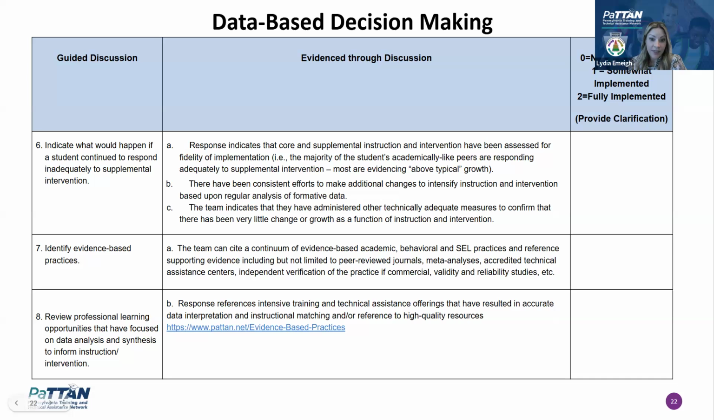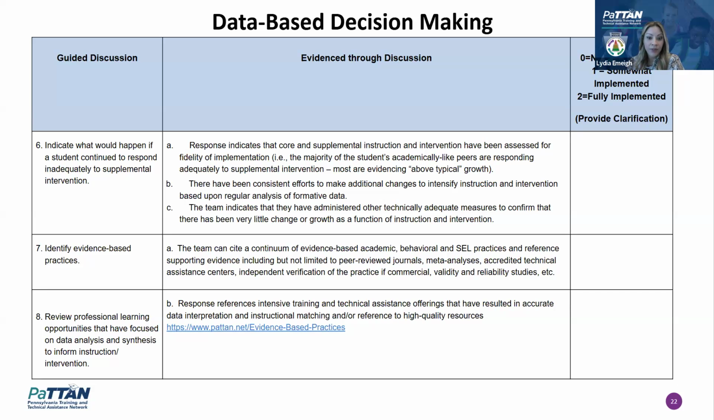Continuing on with the review of their database decision-making processes, the LEA team must also review how teams respond if a student is not making adequate growth. This includes indicating that core instruction and interventions have been implemented with fidelity, as evidenced by academically similar peers showing above typical growth, demonstrating that the team has consistently adjusted and intensified instruction based on data, and indicating the use of additional assessments that verified minimal growth for the target student despite interventions.